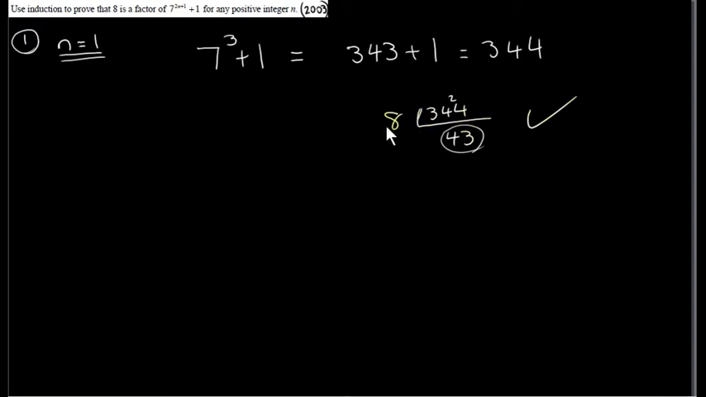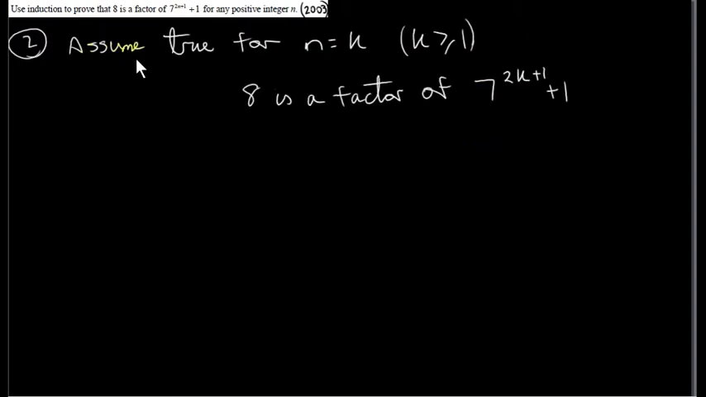equal to 1. In step 2, we assume that our statement is true for n equals k, where k is some positive integer greater than or equal to 1. So we just replace n with k.